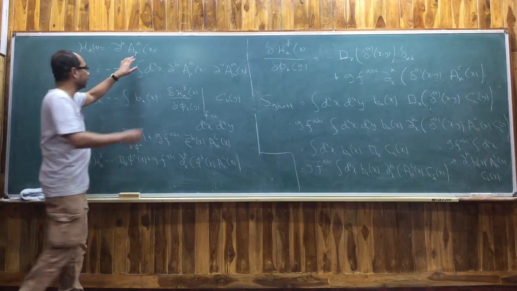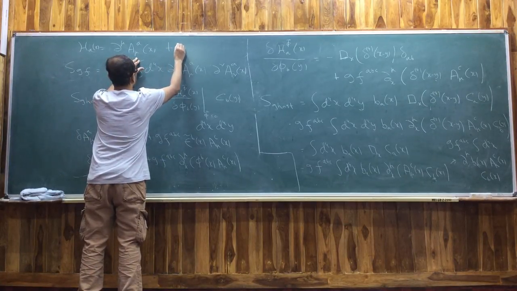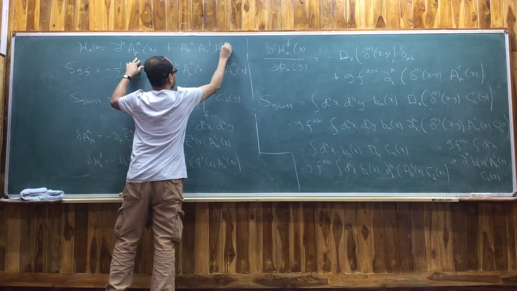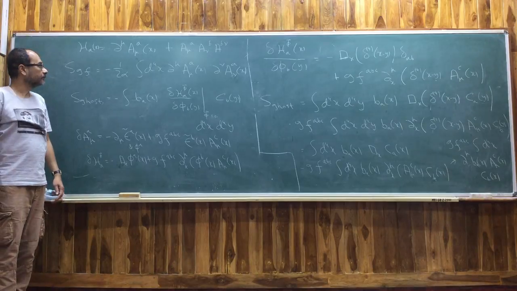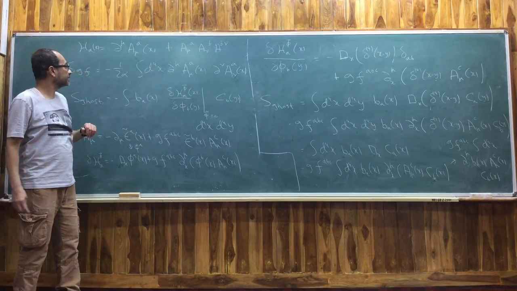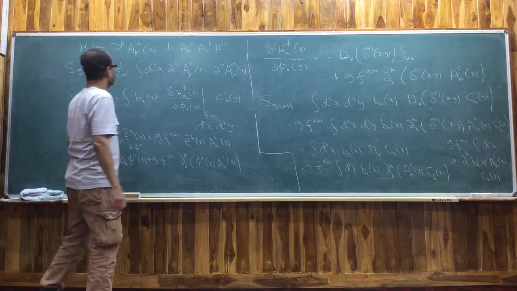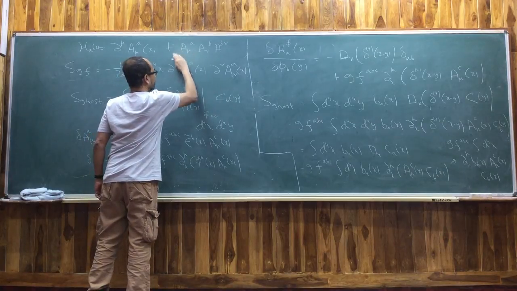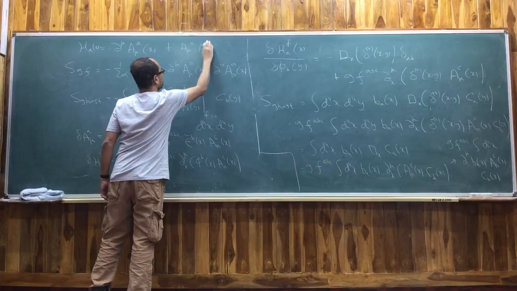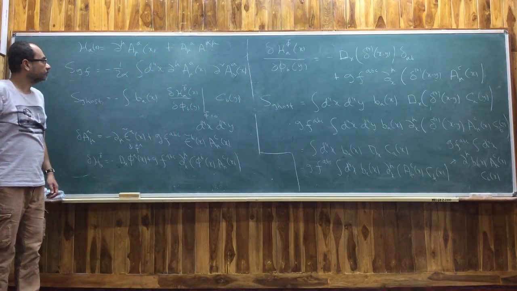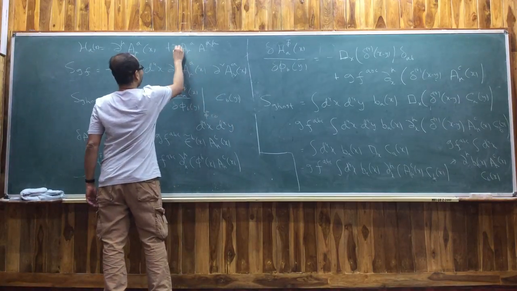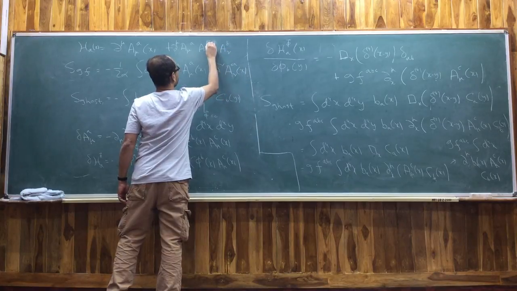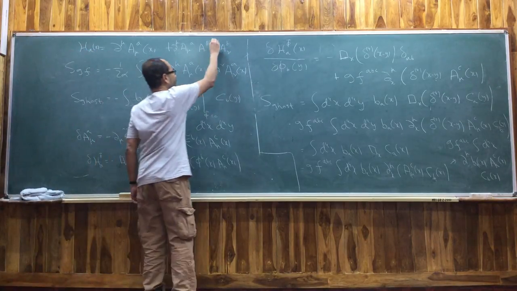Suppose you didn't want this gauge, but you wanted to add some other term, say something like A_μ^a times A_ν^b. Something is wrong, there is an index missing. I think I really have to write it with A_μ^a and A^b_μ. So I could have chosen to work with a gauge like this.